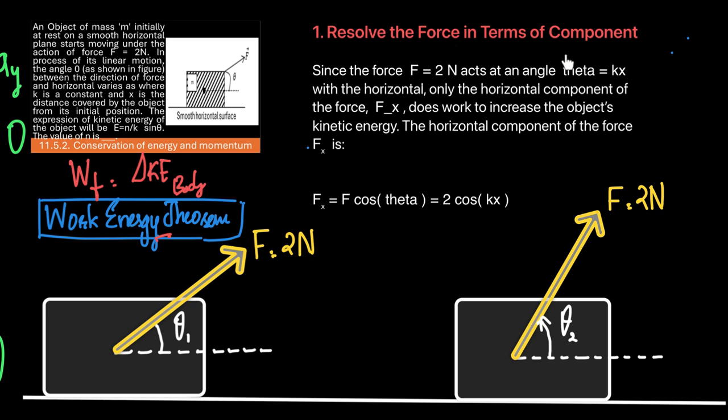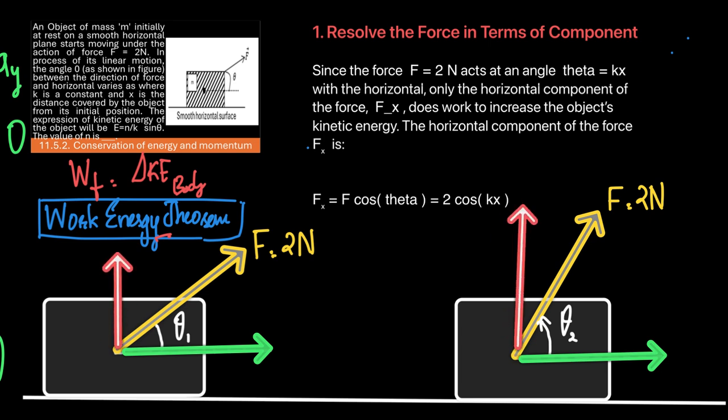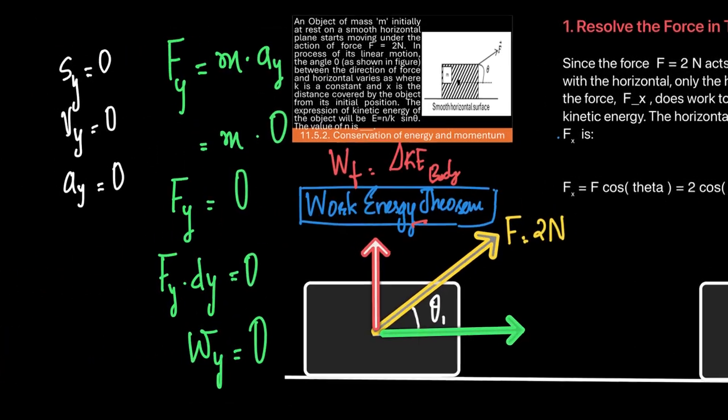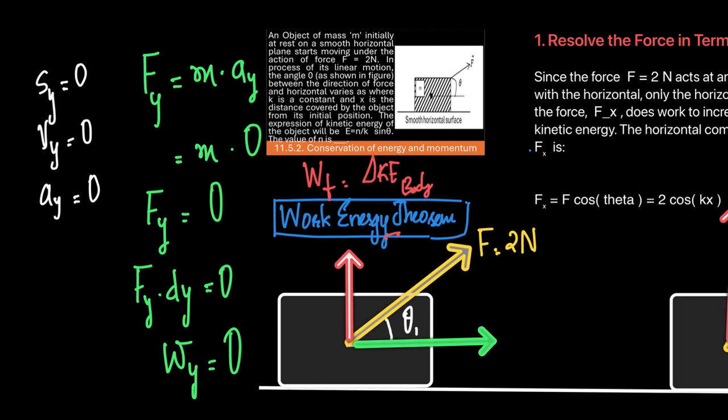Okay, so this force F equal to 2 Newton can be resolved into two components. One is the horizontal component, and two is the vertical component. Now, which among them is doing the work? See, since the object is moving only along the x direction, right?